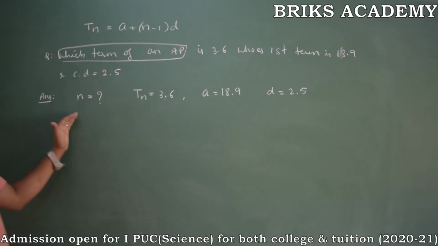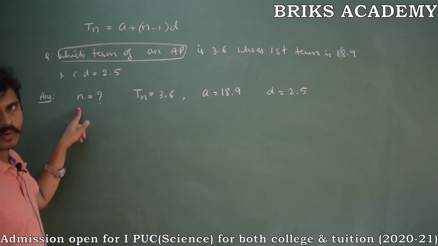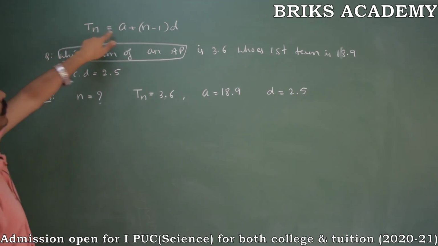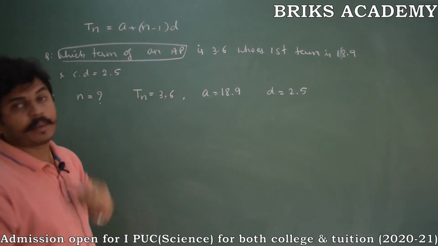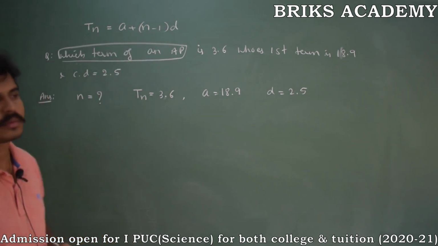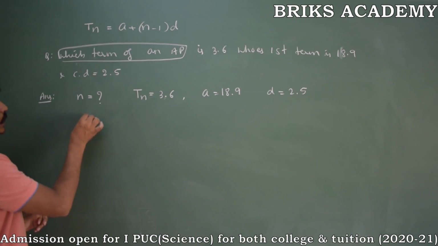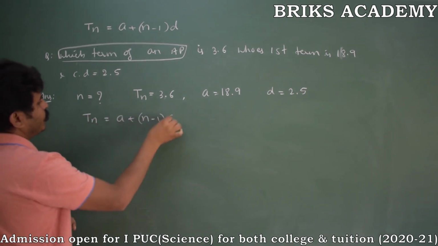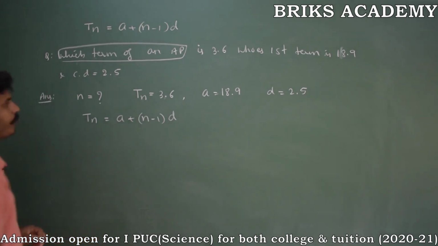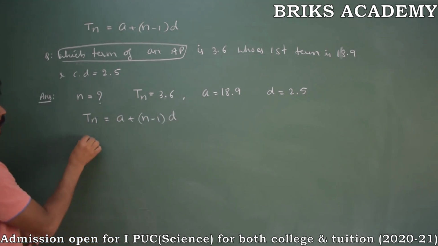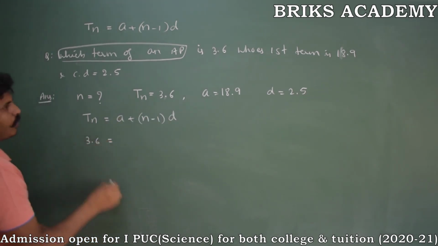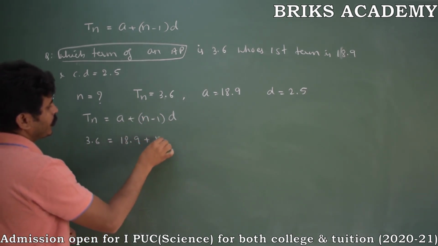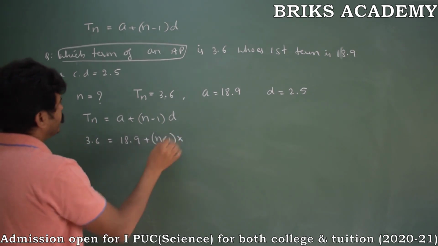So nth term, n we have to find out. In this formula, nth term, a, n, d are the unknowns. So nth term is a plus n minus 1 into d is the formula. What is your nth term? 3.6. What is a?